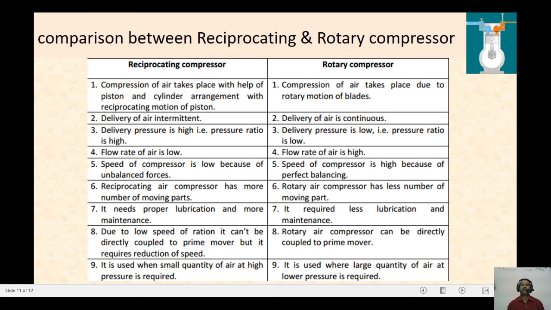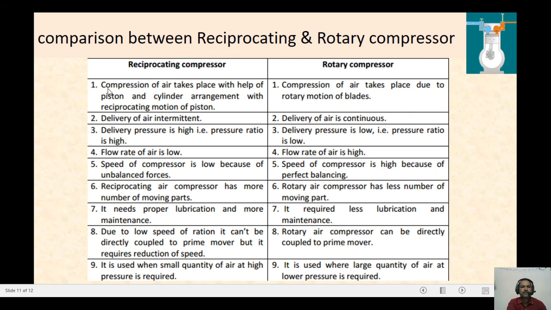Next, the last topic, we are going to compare the reciprocating and rotary air compressor. This is very important, students. In the examination you may be asked to compare the reciprocating compressor and rotary compressor. So see what are the differences.